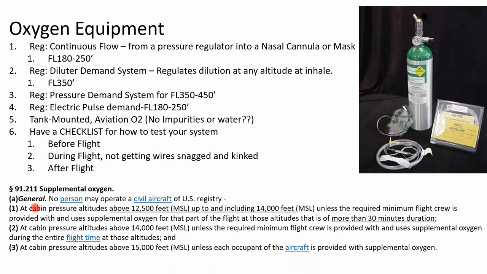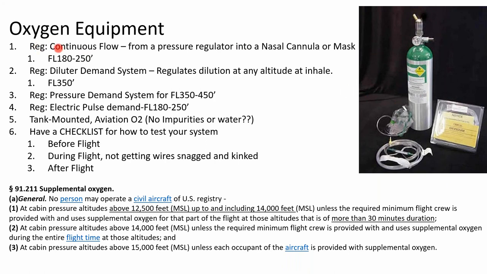They're simple. They'll just say the regulation says above 12,500 feet up to 14,000 feet, you can be up there without oxygen for no more than 30 minutes, okay? And once you're up at 14,000, you and any other flight crew have to have oxygen. And if you have passengers above that, which you're not going to have in a glider, they have to have oxygen available. I have seen a question on this in the written before, so we'll go through this.